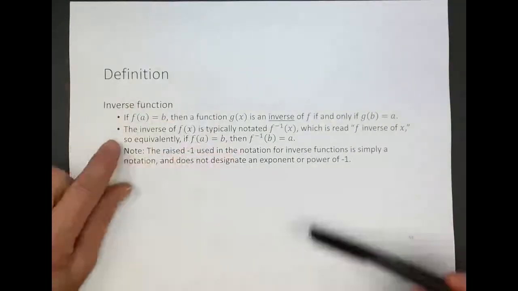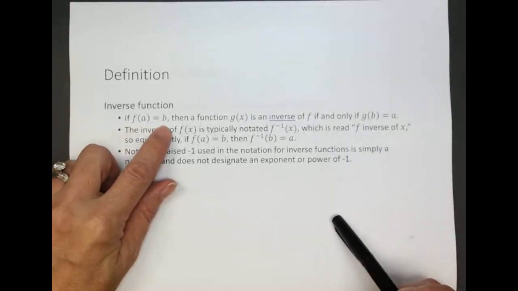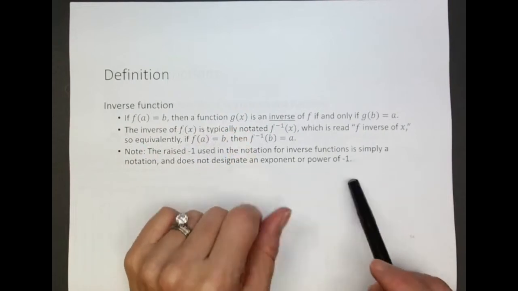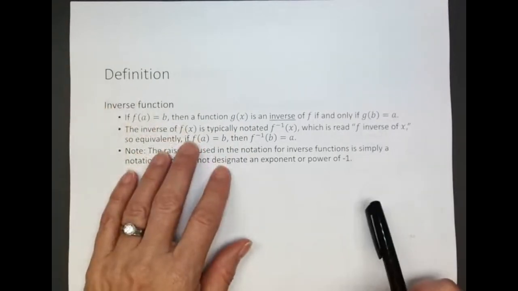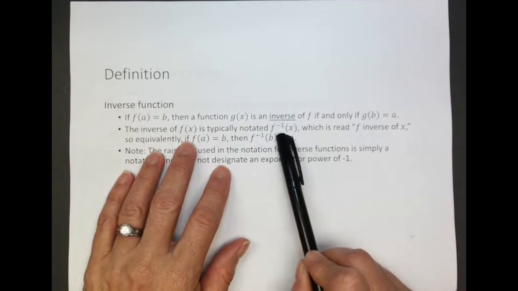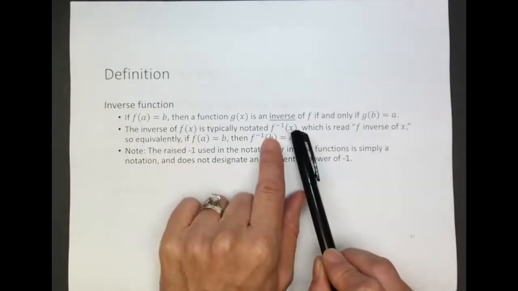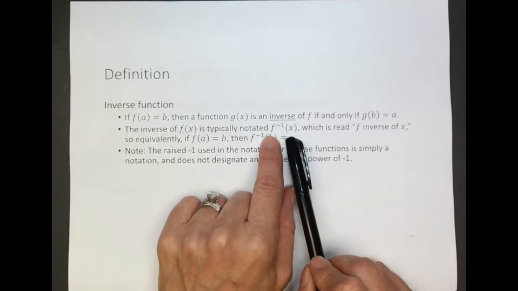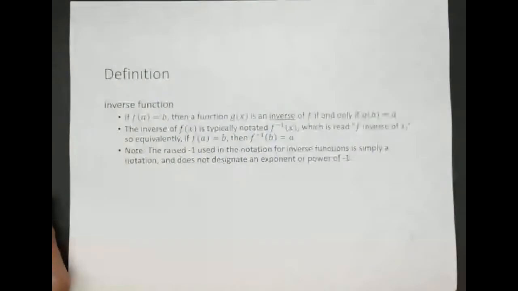Right? A more specific definition is listed here. It says if f of a equals b, then a function g of x is going to be the inverse of f if and only if g of b equals a. We typically notate the inverse of a function with a -1 up where you might expect to find an exponent on some other number. So when we see this function with a -1 up there, that reads f inverse of x. It does not mean raise that function to the negative first power.